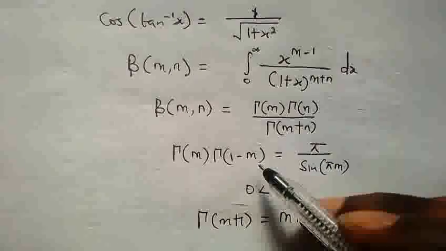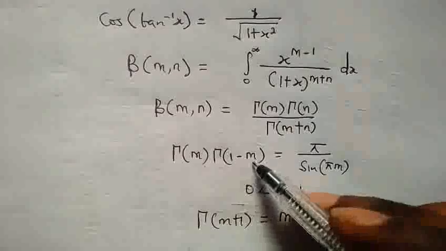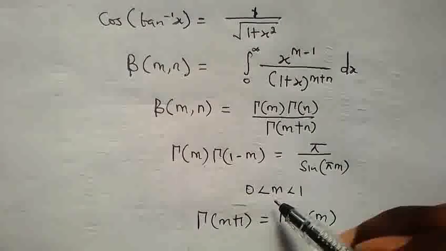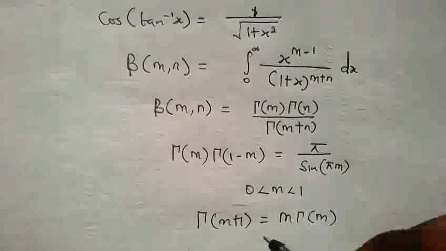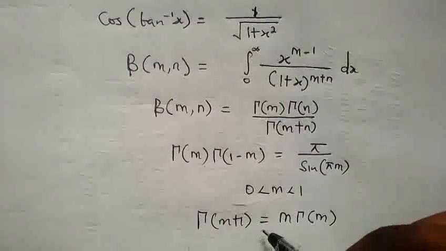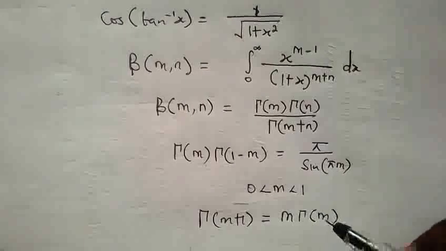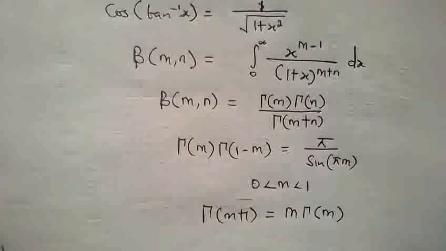And here we have the Euler reflection property: gamma of m times gamma of 1 minus m is equal to pi over sin of pi m, given that 0 is less than m and m is less than 1. Here we have gamma of m plus 1, which is equal to m times gamma of m. I believe this makes sense, right? Okay, now let's go back to our problem.